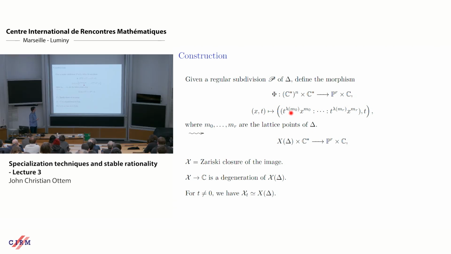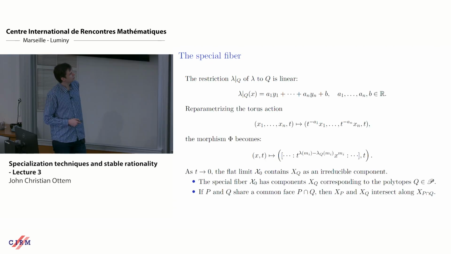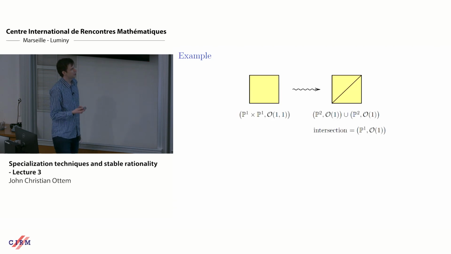So you should think of this lambda here as the way that you scale by a C star action. Let me not go through this. This is just a proof of the fact that I mentioned, that the strata really correspond to the polytopes in the subdivision, and it checks that they intersect the way I said. Maybe I'll just skip this actually. I think it's clear to just do an example.